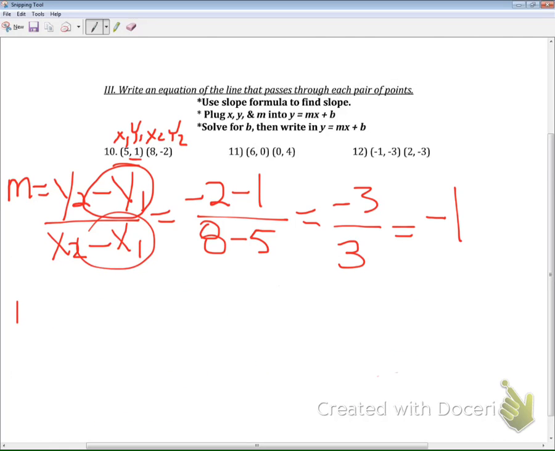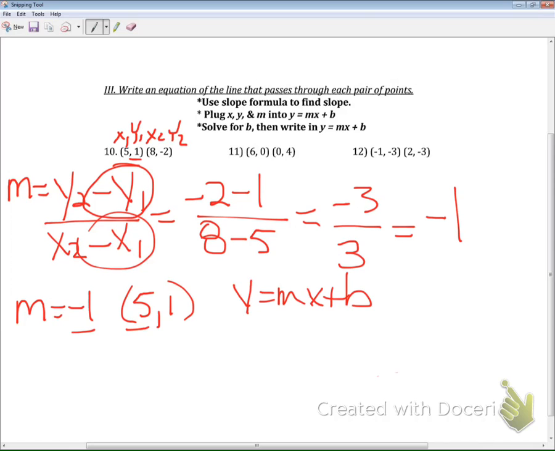Okay, so now we know that our slope is equal to -1. And we're going to choose a point. I usually choose a point that has the smaller numbers. So I'm going to choose the 5 and the 1. We write the equation y equals mx plus b. We fill in all the given values that we currently have. So our y is 1, our m is -1, our x is 5, plus b. And then you have to solve for b.